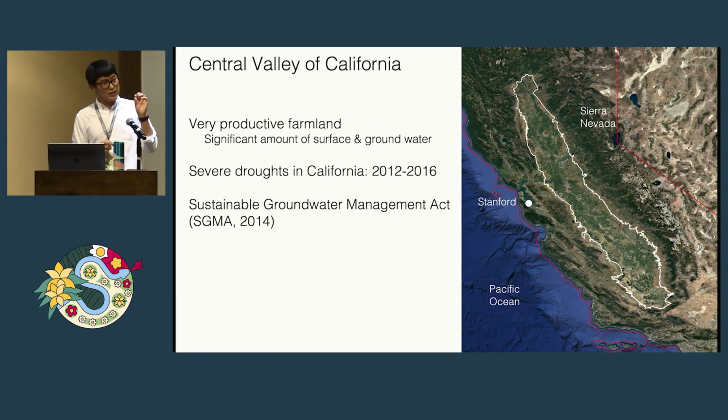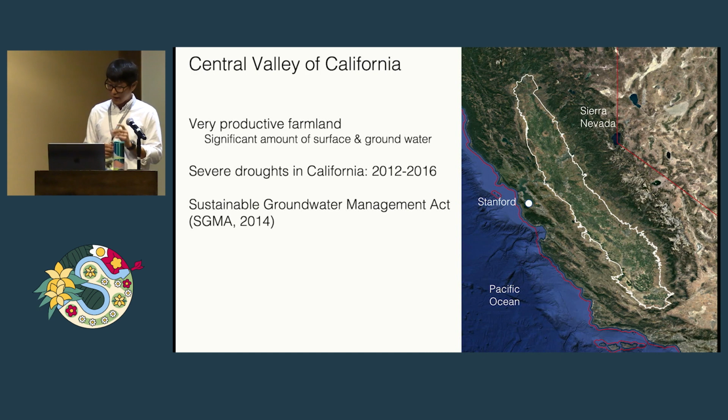Today I'm going to focus on California, especially the Central Valley, where this groundwater issue is very serious. Not sure if you've been there, but that's the satellite picture of the Central Valley, inside the white boundary. It's bounded by the Sierra Nevada, big mountains, and on the west side, the Pacific Ocean. That's the Stanford Bay Area, where I'm coming from. Very nice area. The bottom line is that the Central Valley is very productive farmland, which, to maintain that agricultural productivity, uses a significant amount of surface water as well as groundwater.